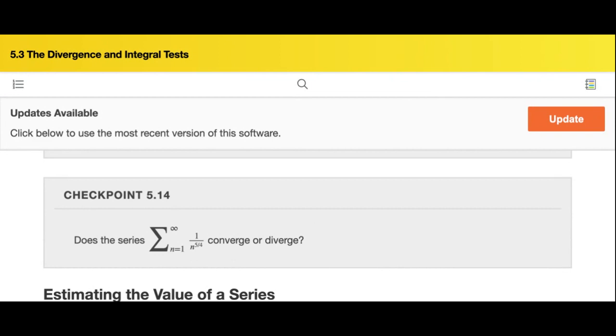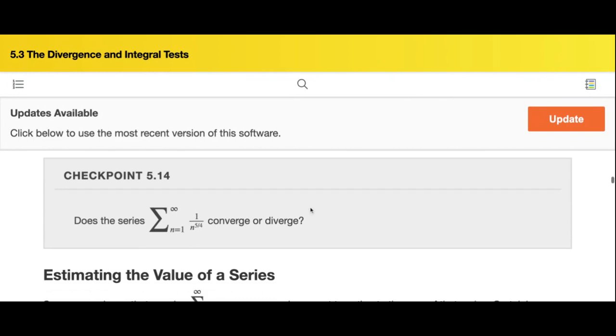Think about that. 5 over 4 minus 1 is 1 over 4. What's 1 over 1 over 4? Right, Jeff? 1 divided by 1/4. Yes, 4. So it converges to 4. All right, let's keep moving.